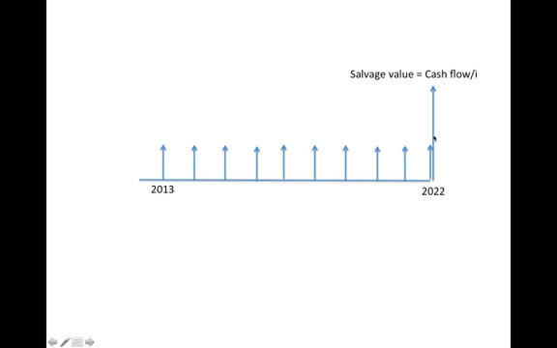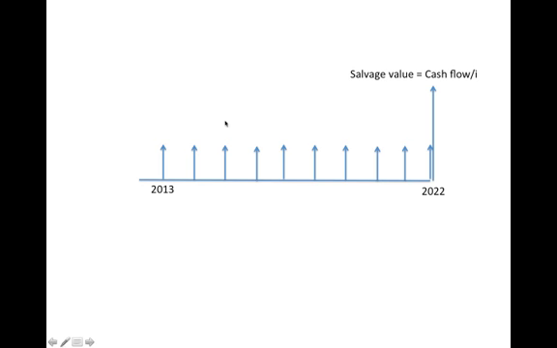Now the thing you have to do at the end is you need to think, well, after 10 years the company is still worth something, so there's going to be some kind of salvage value. And what we're assuming is the salvage value is equal to the cash flow in this year, 2022, divided by this discount rate. Now we don't really have a discount rate yet, but we'll just assume something like 6%. And we'll make that a variable in your Excel spreadsheet.